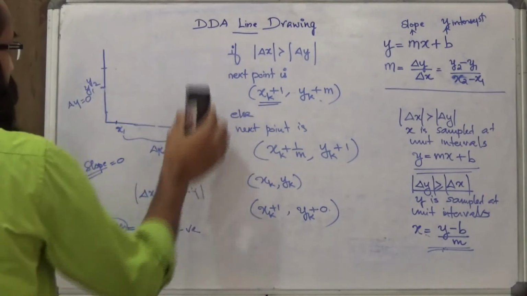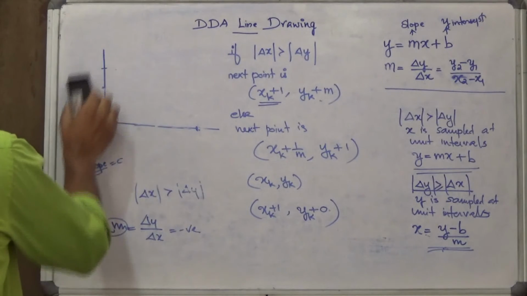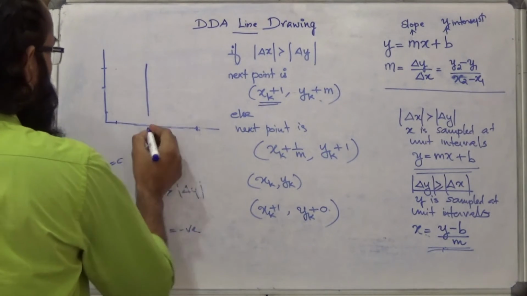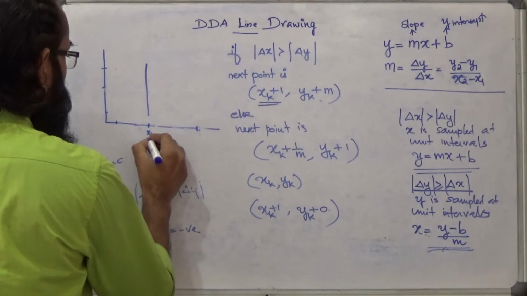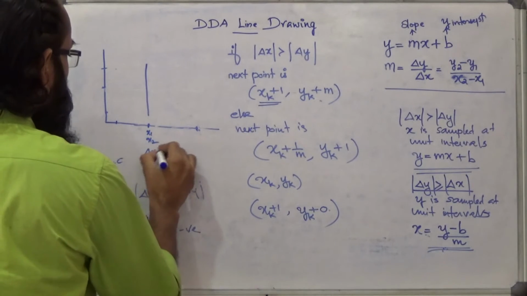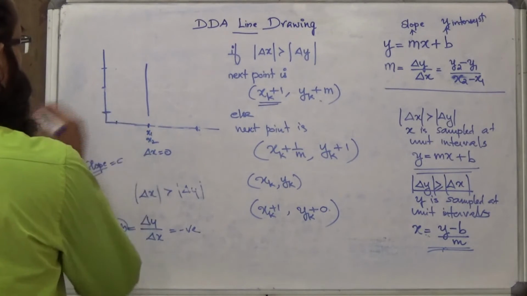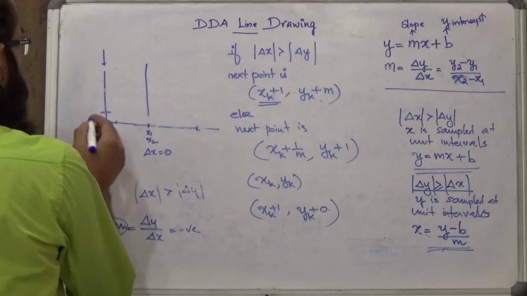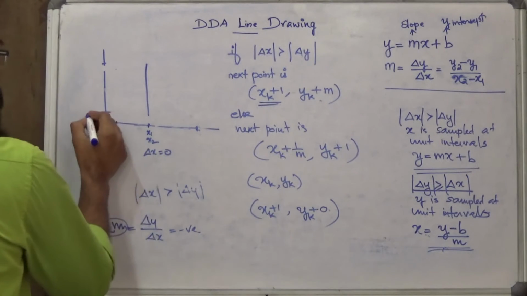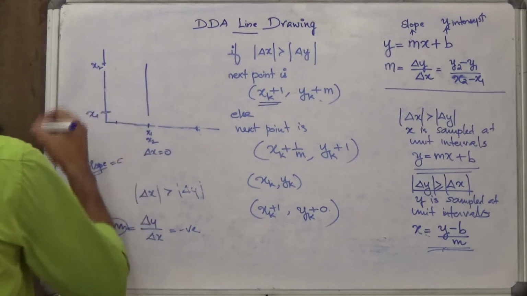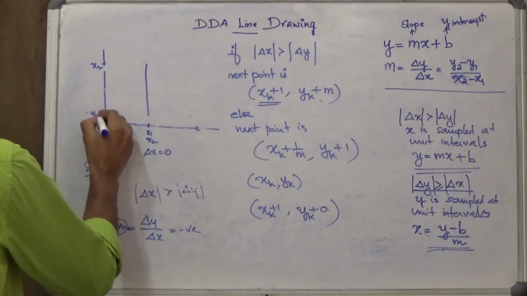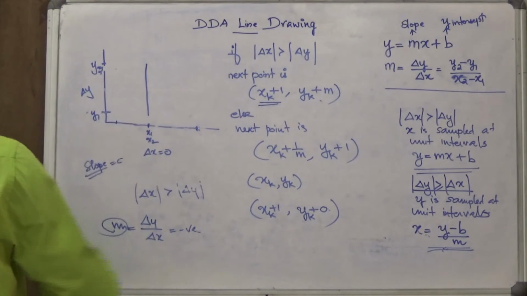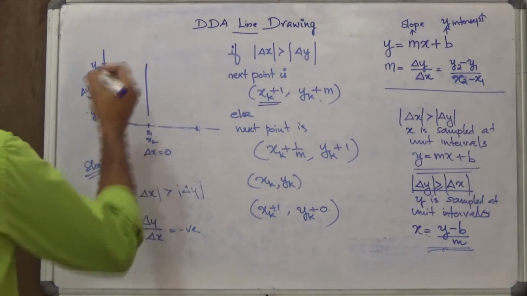Now, what about a vertical line? That is actually symmetric to a horizontal line. If you take this as x1 and this as x2, delta x will be equal to 0. Let this be x1, this will be x2, sorry, y1, this will be y2. So delta y is positive.